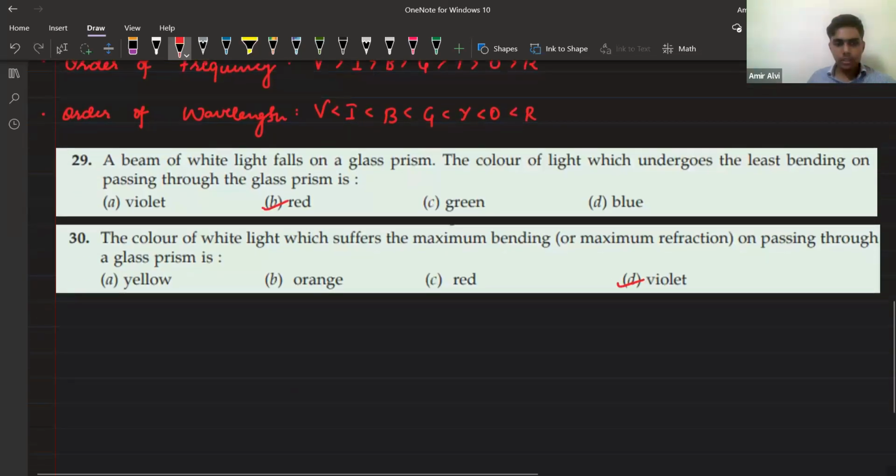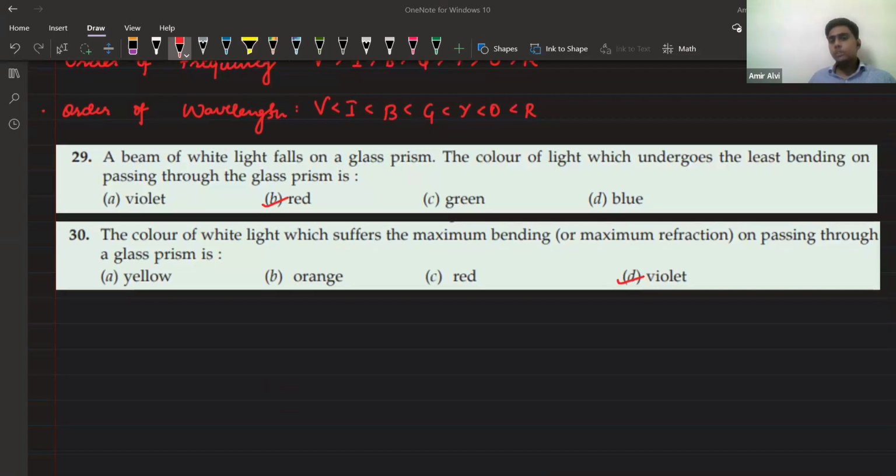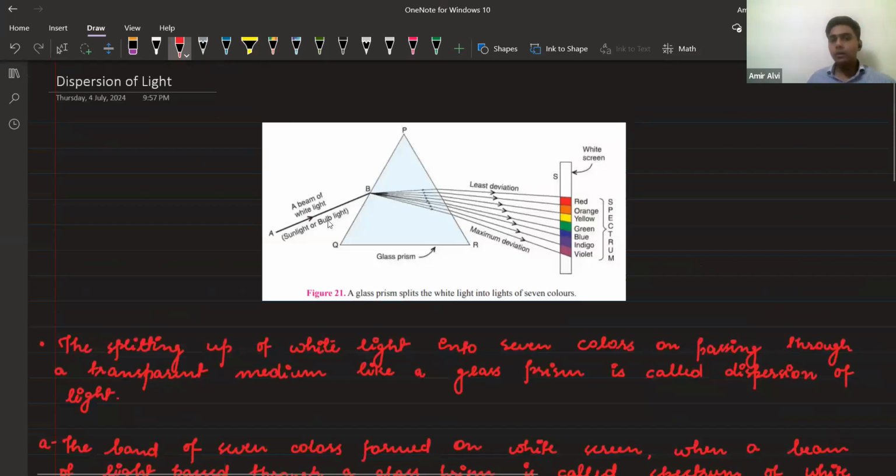Now it's time to understand: suppose the white light is split into 7 constituent colors. Suppose I place a prism right here in an inverted position. Now what will happen? Let me know. What will happen? Any idea? The beam will go from violet to red.